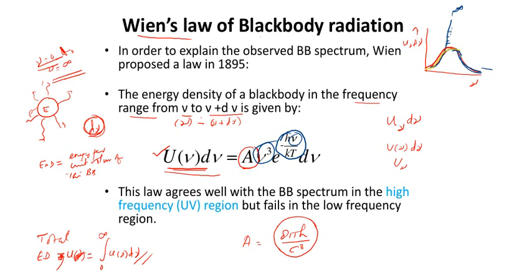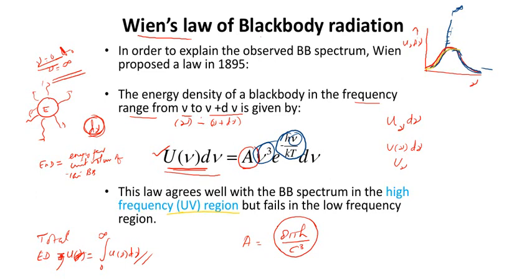So we can say that this law agrees well with the black body spectrum in the high frequency region but fails in the low frequency region. Hence it was discarded. Actually Wien himself knew that there is some problem, but he couldn't proceed further.